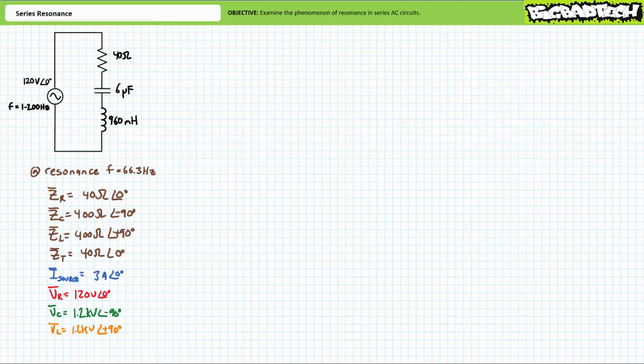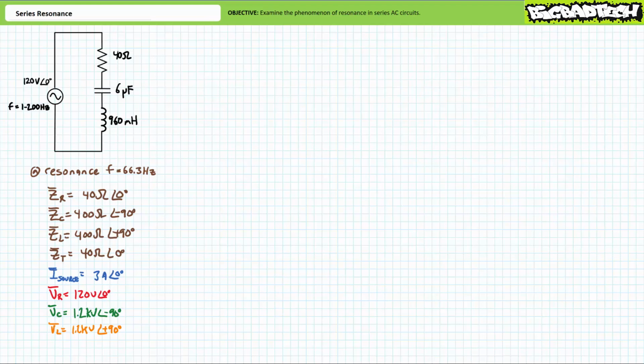At the resonant frequency of 66.3 Hz, the 6 microfarad capacitor presents an impedance of roughly 400 ohms at an angle of negative 90 degrees. At the resonant frequency of 66.3 Hz, the 960 millihenry inductor presents an impedance of roughly 400 ohms at an angle of positive 90 degrees. As we expected, the capacitive and inductive impedances at conditions of resonance are equal and opposite to one another.